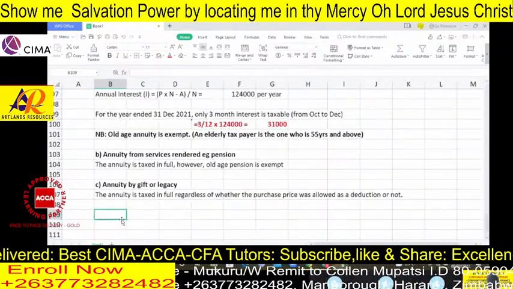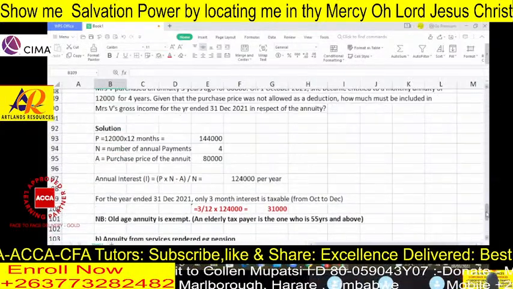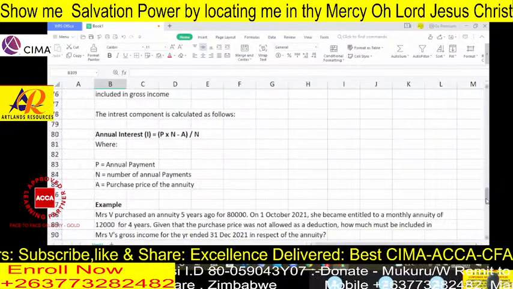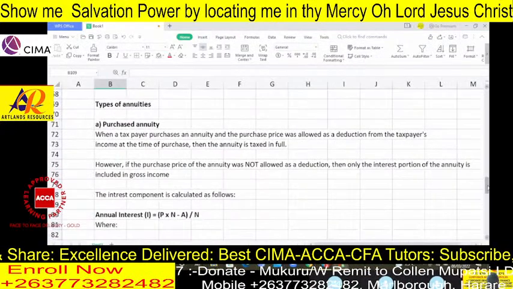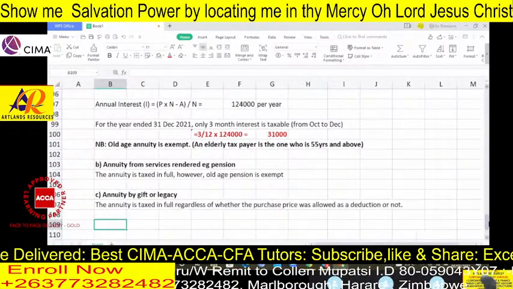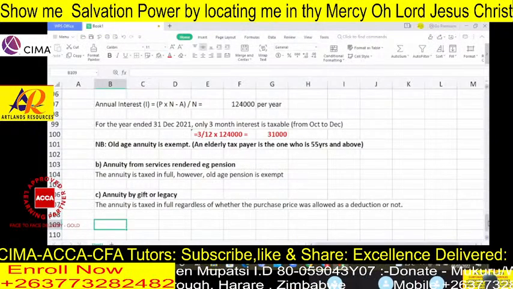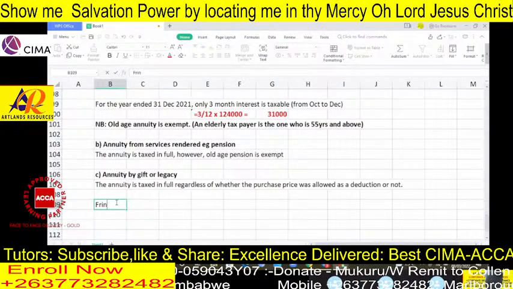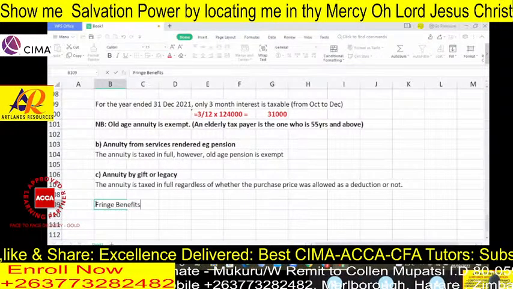So there you go. Then to end up now, let me see where we are in the scheme of things. We are doing specific aspects of gross income. So there were annuities, that was one. There are three types of annuities: A, purchased annuity; B, annuity for services rendered; and C, annuity by gift or legacy. Another specific aspect of gross income we want to talk about is fringe benefits. Fringe benefits, so important. That's number two.